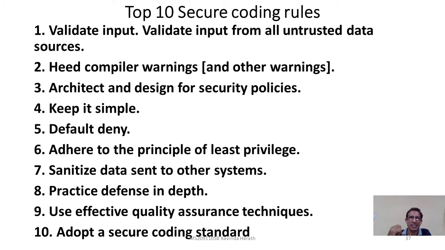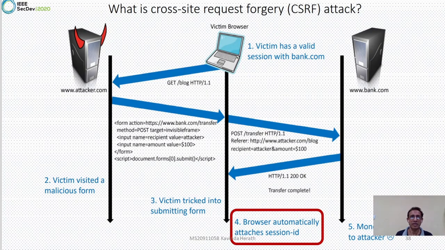Validate input from all untrusted data sources. Heed compiler warnings and other warnings. Architect and design for security policies. Keep it simple, default deny, adhere to the principle of least privilege, and sanitize data sent to other systems. Practice defense in depth. Use effective quality assurance techniques. Adopt secure coding standards. Those are good practices, or principles, and they are very important for developers to stick to.